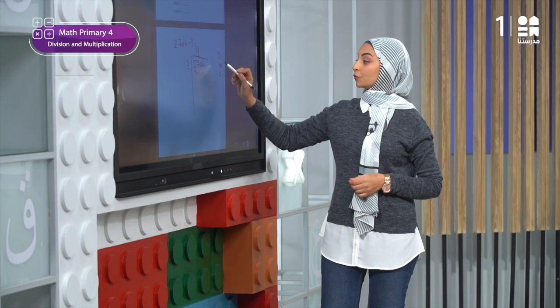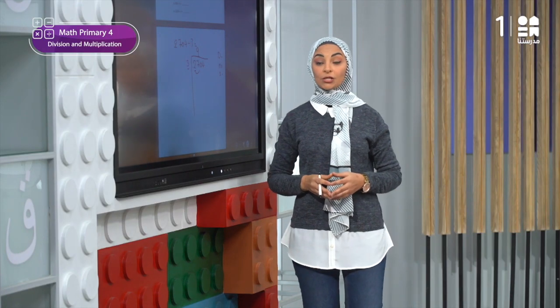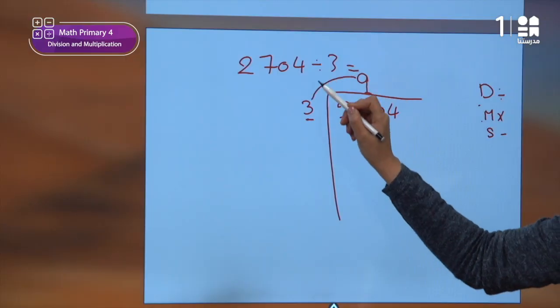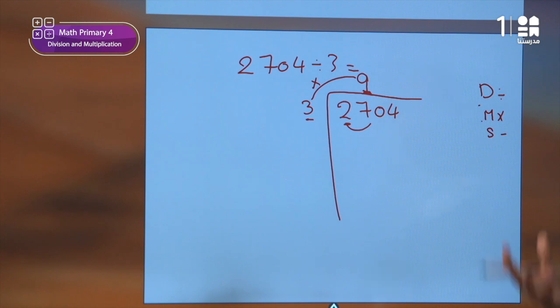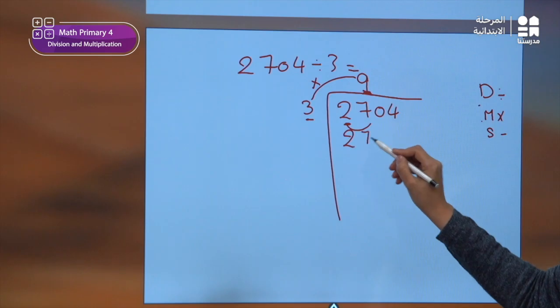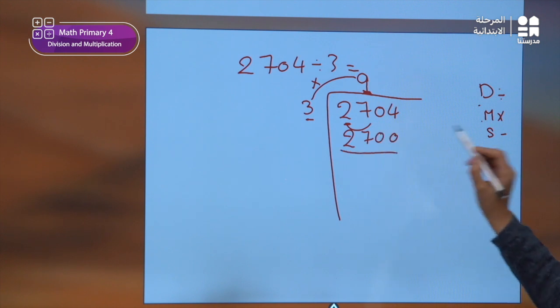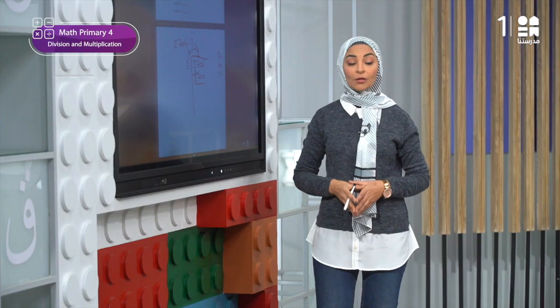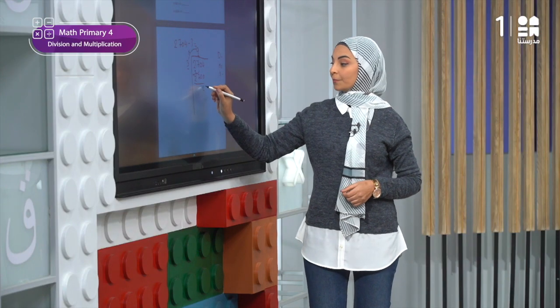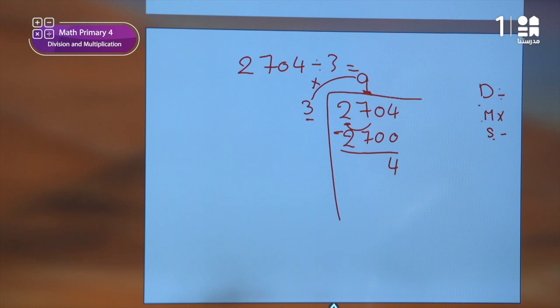Then I will move to the next step, which is multiplication. I will multiply 9 times 3. Take care, this is 900 and not 9. So, 900 times 3 gives me what? Yes, 2,700. Then, the third step, I will subtract these two numbers from each other. The answer will be 4, right? Then, what should I do?